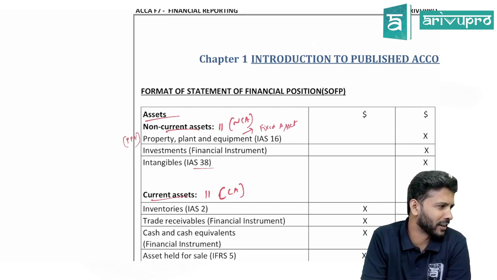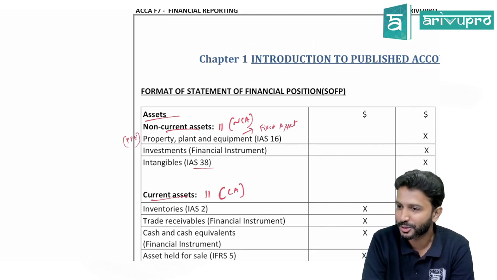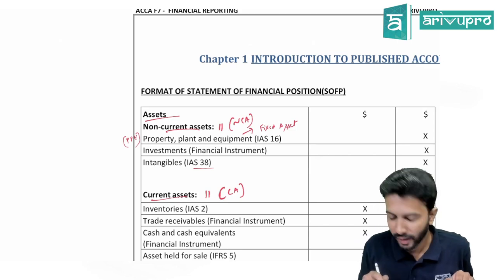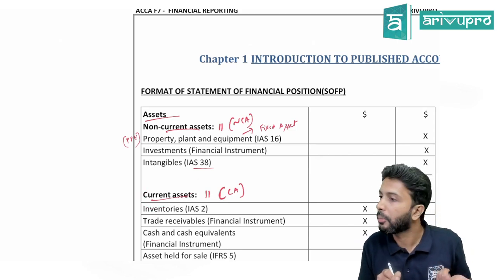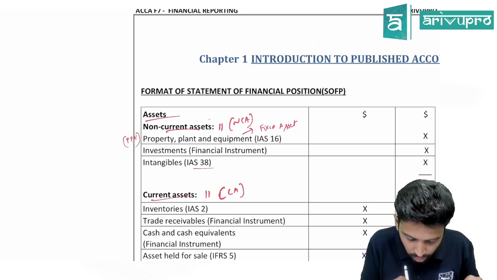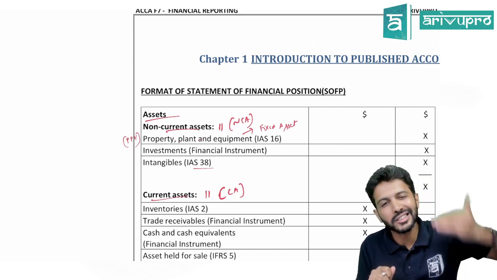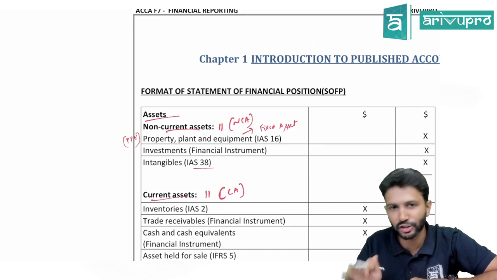Somebody is saying usually current assets, but it could be something else also. Okay. Next concept: how do we determine whether a component is a current asset or a non-current asset? There are certain parameters for it. So it is not a mug-up scenario.